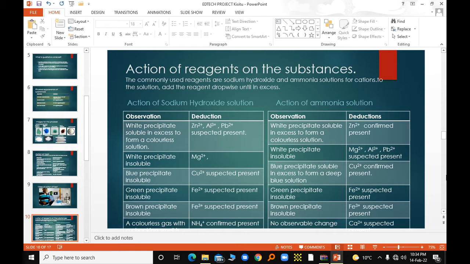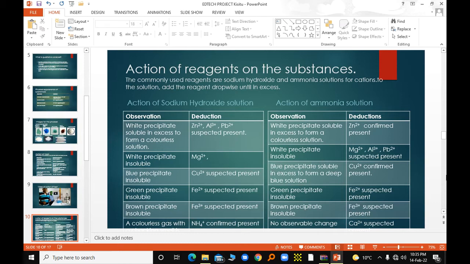Action of the reagents on the substances. The commonly used reagents are sodium hydroxide and ammonia solution for the cations. What do you do? To the solution, add the reagent dropwise until in excess. I'm having two tables. One is representing the action of sodium hydroxide solution. The reagent is sodium hydroxide solution. Another one is action of ammonia solution. So let me first deal with this.